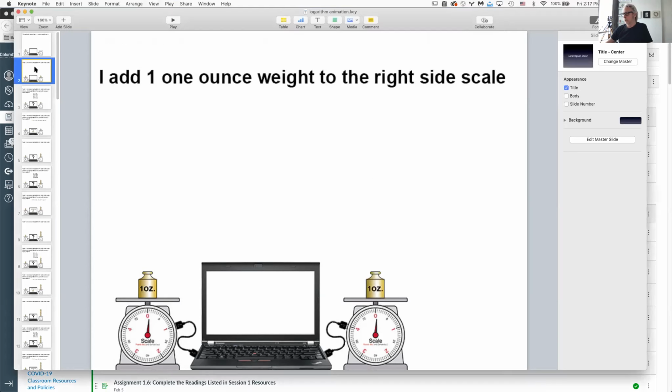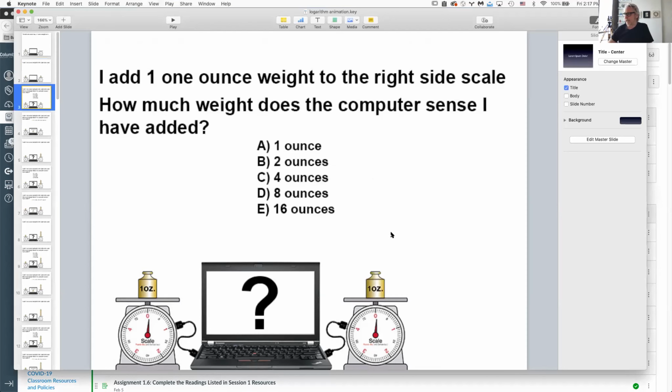Okay. So I have just added a 1 ounce weight to the right side of this scale. And so how much weight does the computer think I have actually added? Does the computer say to itself, okay, he just added the same amount of weight that we started with on the left-hand side? What do you think?